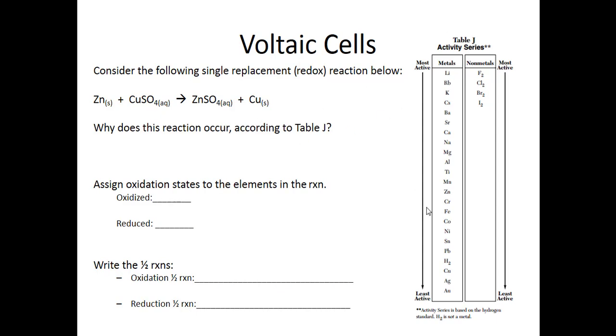So looking at Table J, this is something we looked at when we talked about single replacement, and we're looking at the activity of zinc in comparison to that of the copper. So we know that zinc is actually more reactive than copper, and since it's more reactive, we know that this is actually going to be a spontaneous reaction that'll take place all on its own in nature. So assigning oxidation states to the elements in the reaction.